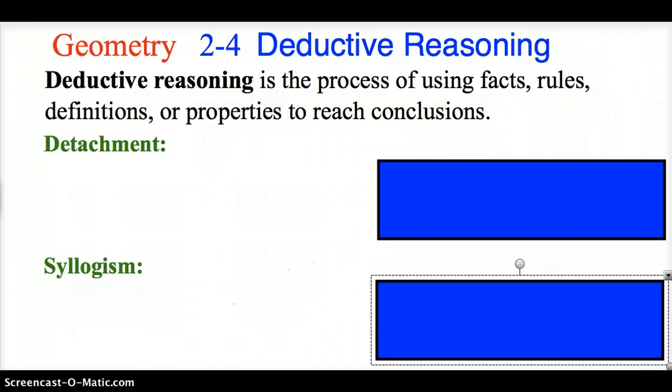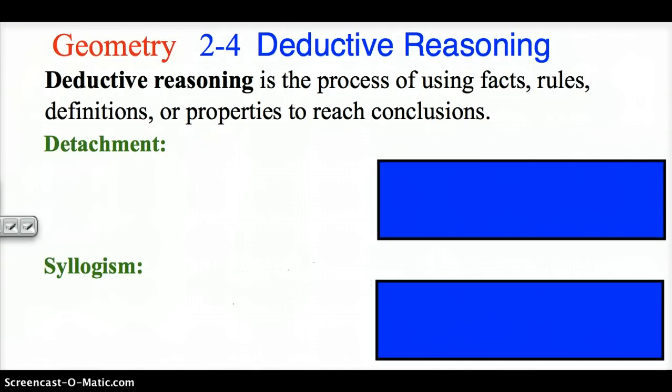Well, when you use deductive reasoning, you are using facts and rules and definitions or properties to reach conclusions. So we're going to use deductive reasoning when we actually go and do our proofs in the next couple of sections. There are two patterns that we use in deductive reasoning. The first one is called detachment, and the second one is called syllogism. During the class hour in your teams, you were supposed to look at a number of examples and then try to find the patterns for detachment and syllogism. And now I'm going to go through those patterns.